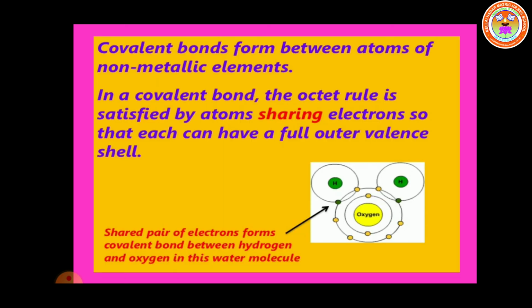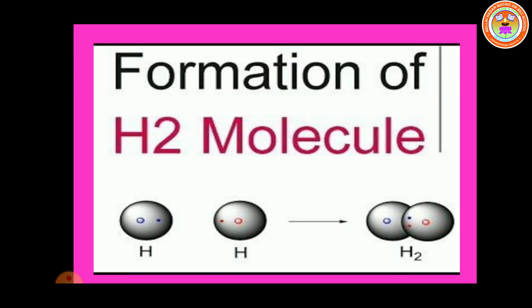We know ionic bond is formed between the atoms of metallic and non-metallic elements. But covalent bond is formed between atoms of non-metallic elements. Let us see some examples. First example, formation of hydrogen molecule. A hydrogen molecule is formed by two hydrogen atoms, because we know that in a hydrogen molecule two hydrogen atoms are present.